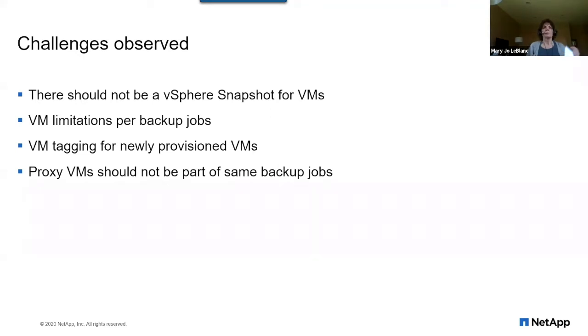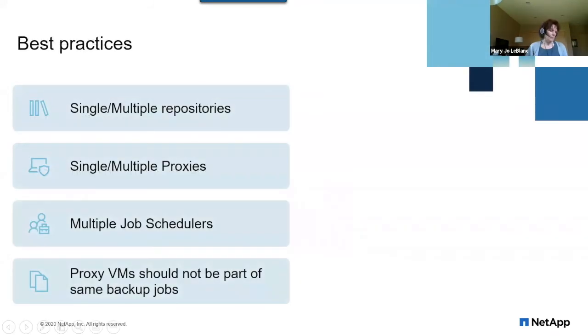Now let us talk about best practices, whether to have single or multiple repositories, single or multiple proxies, or multiple job schedulers. Let us start with multiple or single repositories. It all depends on your infrastructure setup. If it is a very small setup, with fewer than 100 or 200 VMs, then obviously you can have a single job with a single repository, and you can also use a single proxy. For a single job, you can't have multiple repositories, so you need to run your backup on a single platform only.